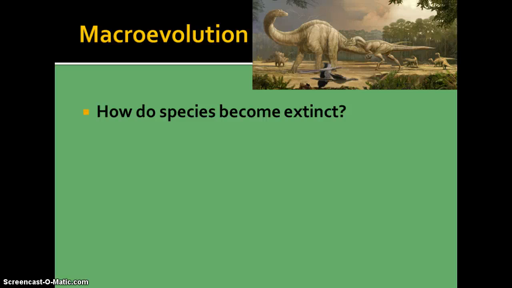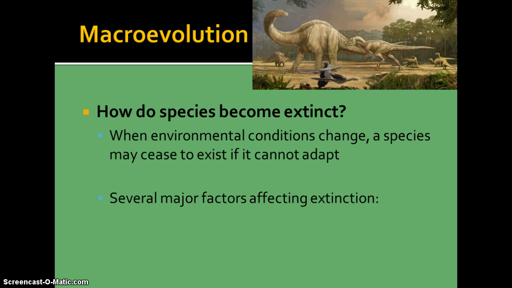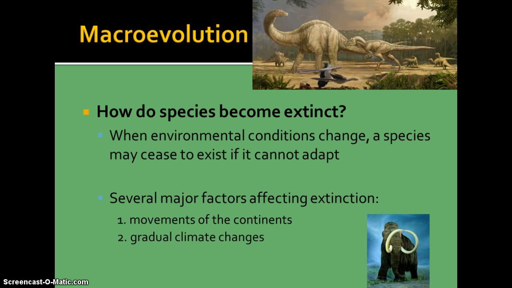We talked in our last module about how macroevolution, or evolution on a large scale, is either through speciation, which is the formation of new species, or extinction, where we see the disappearance of species. So we're going to look at what happens to cause a species to go extinct. Generally, it's when there's been a change in the environmental conditions, and if that species cannot adapt quick enough, then we see their disappearance. So some of the major factors: continental drift, or the movement of continents, causes climate changes that the species cannot adapt to.